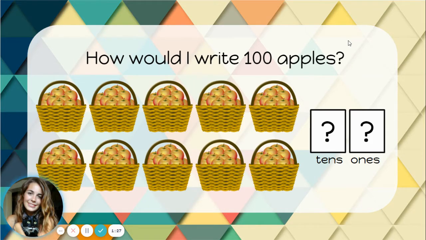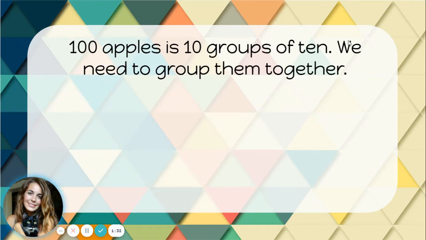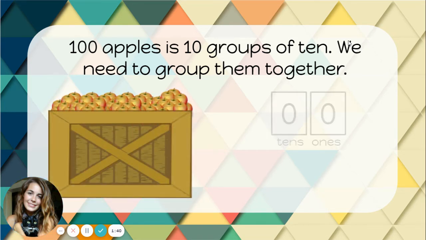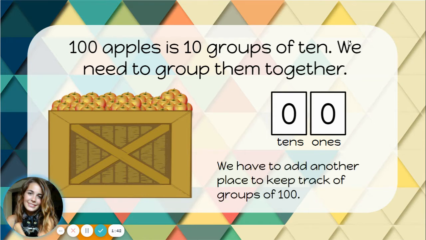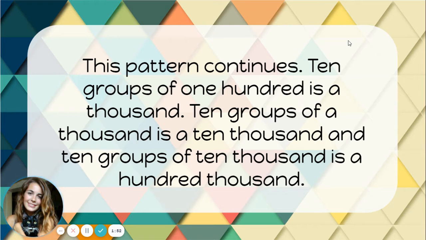How would I write 100 apples? 100 apples is 10 groups of 10. We need to group them together. We have to add another place, this time to keep track of groups of 100. This pattern continues. 10 groups of 100 is 1,000. 10 groups of 1,000 is 10,000, and 10 groups of 10,000 is 100,000.